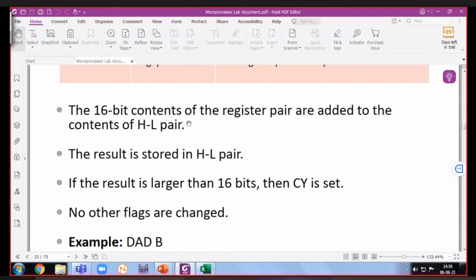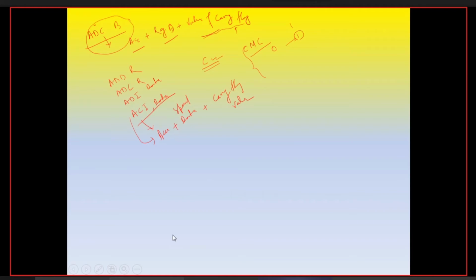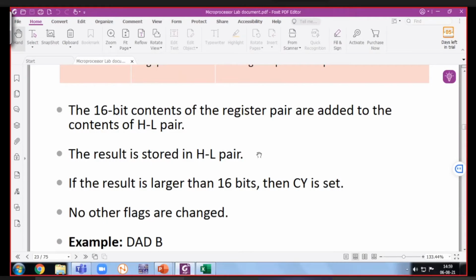It is saying 16-bit contents. It is not talking about the content of that address. Now let me think of a small example, wait. How to explain this to you?